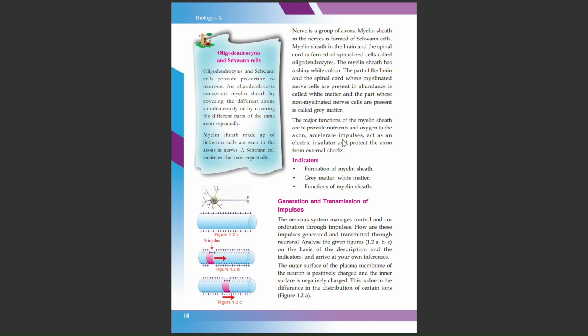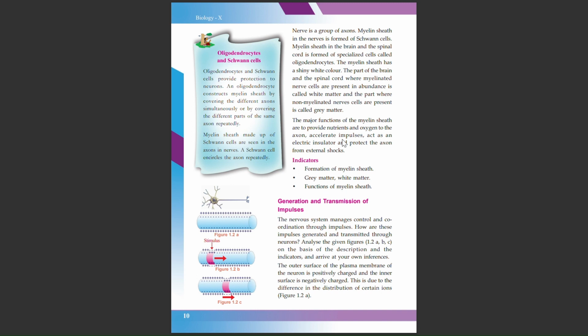Indicators. In the indicators they've given what to study actually, how it is formed. The myelin sheath is formed from Schwann cells, gray matter and white matter. Majority is white matter, gray matter is very little. The part in the nervous system where myelin sheath is present looks white, so it is called white matter. Gray matter is the part where non-myelinated nerve cells are there. That is gray matter.